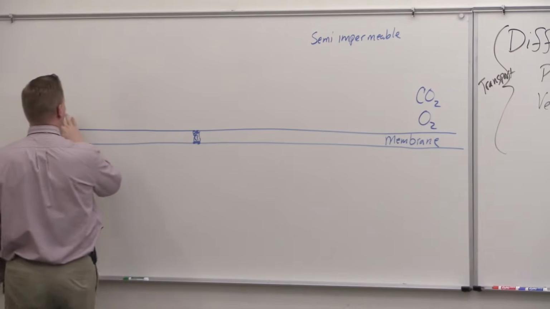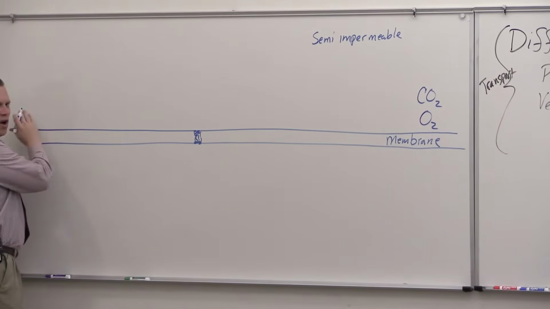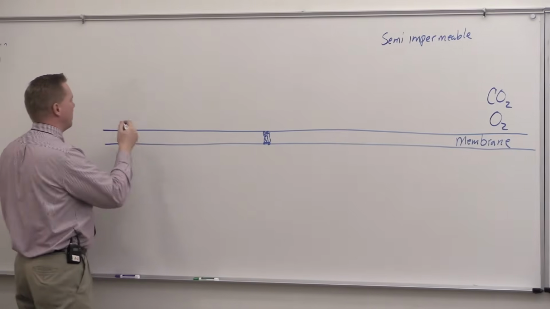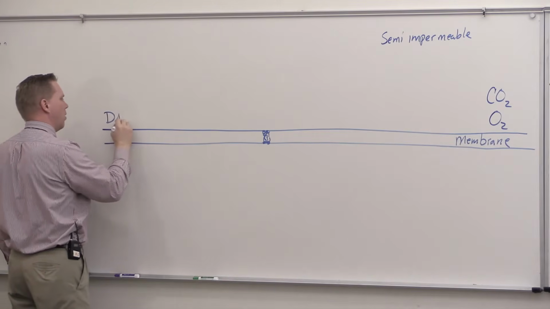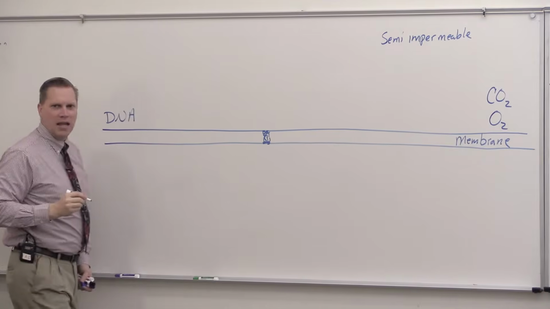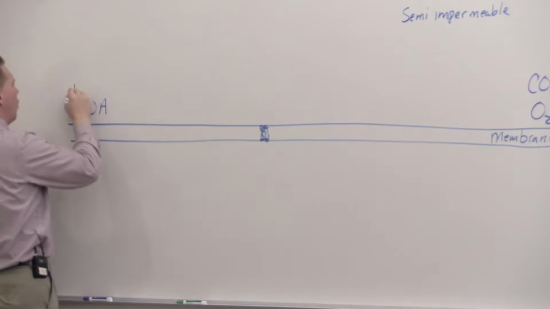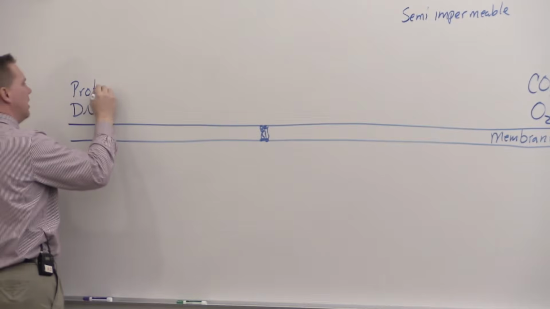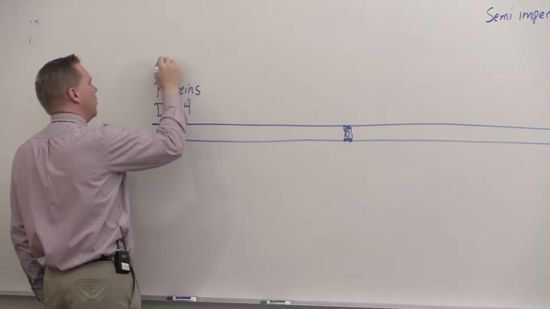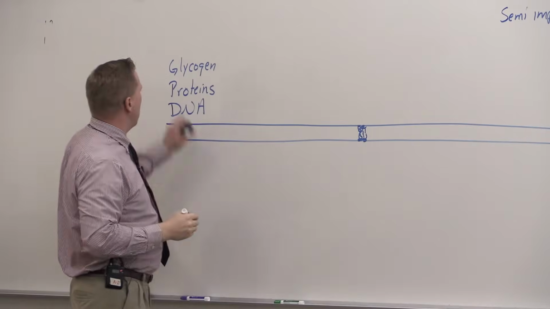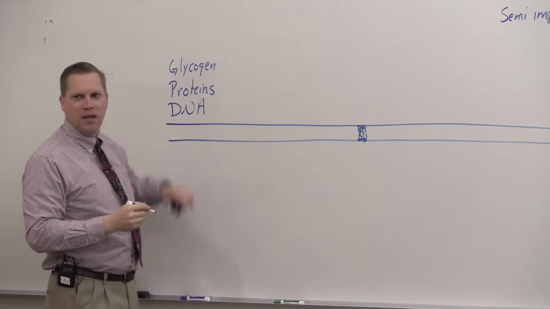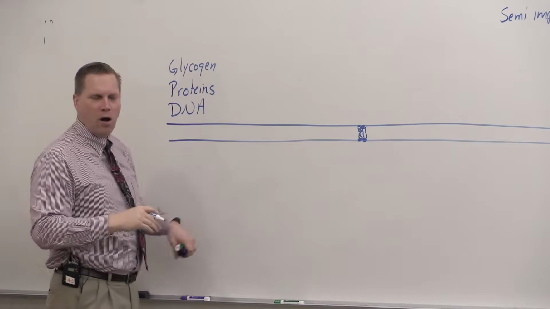Then on the opposite side, we'll kind of draw it over here and make kind of a scale. We have things like DNA and RNA, or proteins, or even things like glycogen or starch. And these ones are completely impermeable. They won't go through the membrane at all.